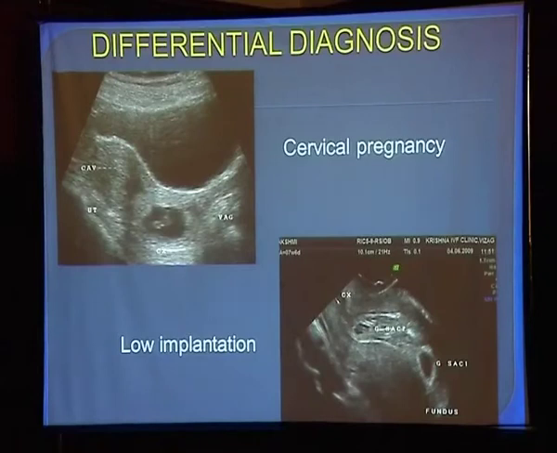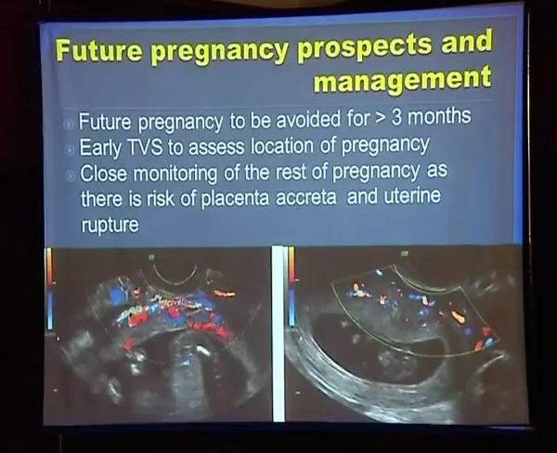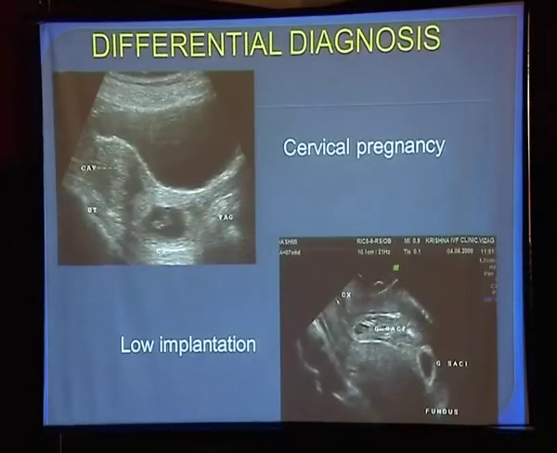A Caesarean scar pregnancy needs to be differentiated from a spontaneous abortion in progress, from an intracervical pregnancy, and from an intrauterine pregnancy with low implantation.